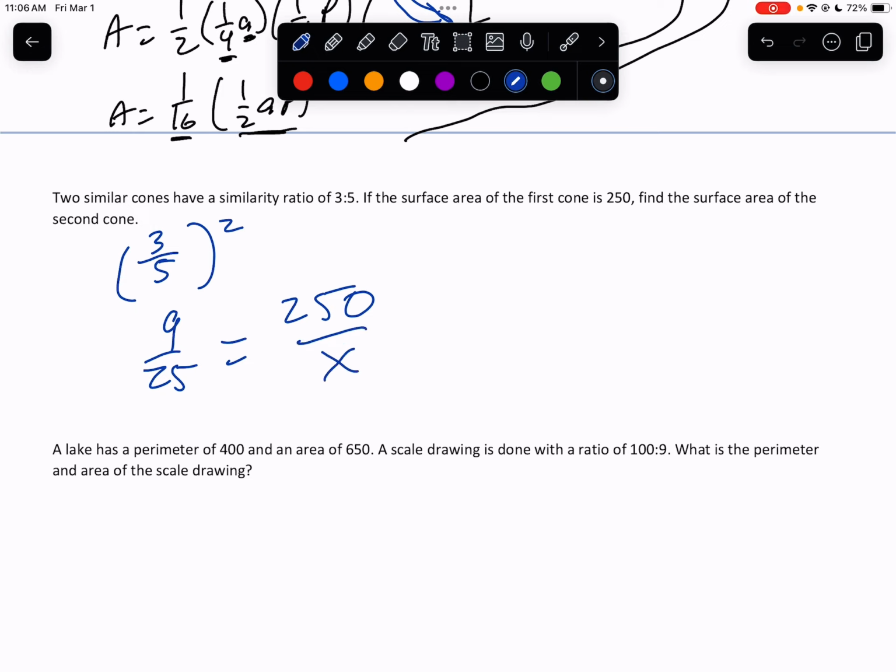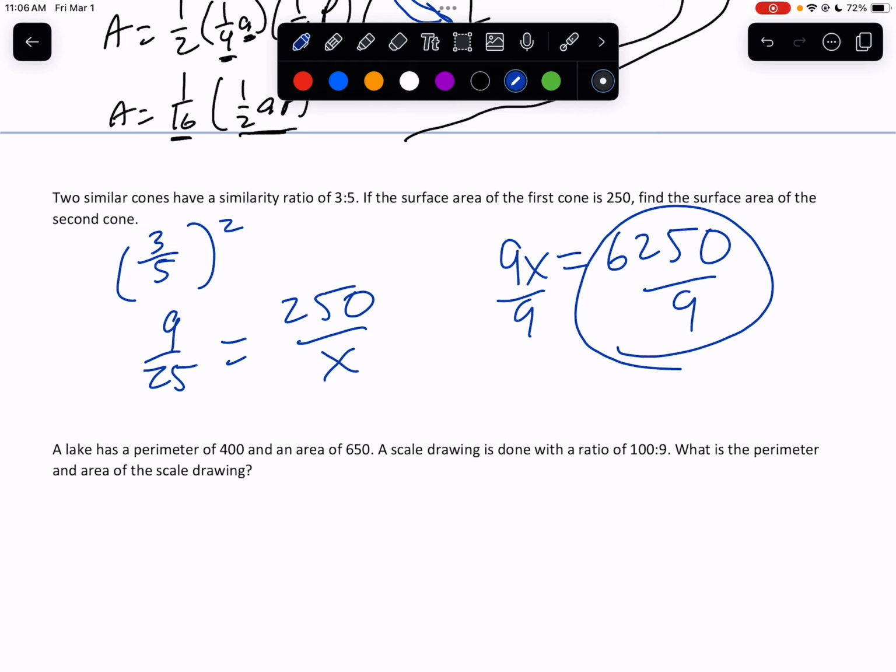This is what your setup would look like. So you reduce vertically, can't do it. You reduce horizontally, can't do it. So then you cross multiply. So you would have 9 times x. 25 times 25 is 625. Add a 0. Make sure I got that right. 25 times 250. Got it. And then divide by 9, and that's going to be your answer. I don't think that's going to reduce, and it's not. So the surface area of the second cone would be that.